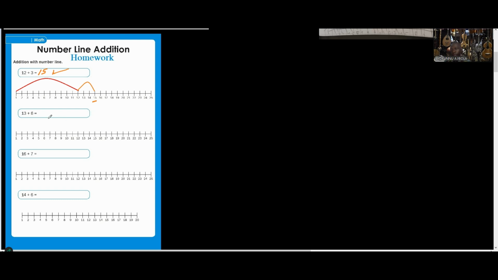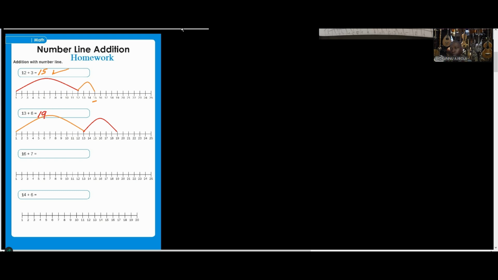The answer is 15. So the next one is 13 and 6. So from 1 all the way through 13, then we want to have 6. So 1, 2, 3, 4, 5, 6. We land on 19. So definitely we'll put 19 into the answer box.